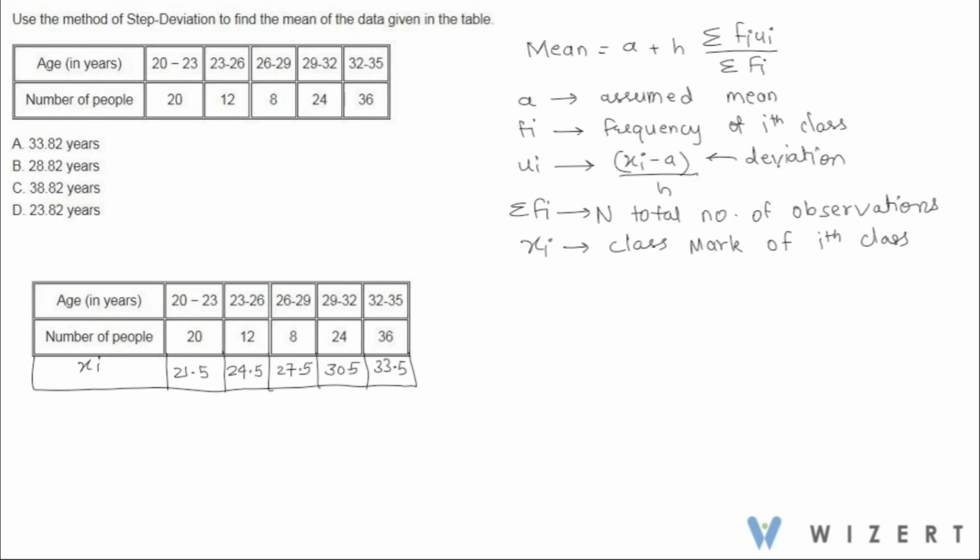So now we need an assumed mean. So let A equal to 20 plus 35, which is equal to 55 by 2, so 27.5. Let assumed mean be 27.5. Therefore, xi minus a will be xi minus a. Let's make another row for this.